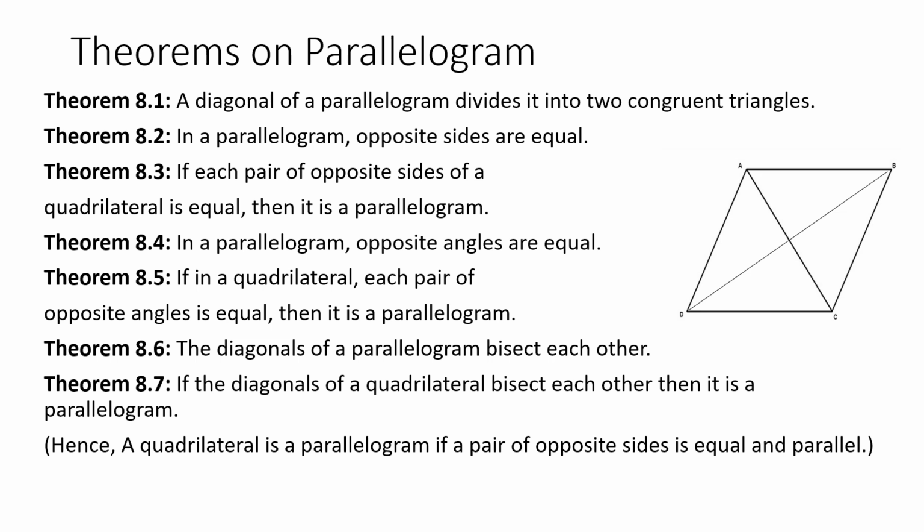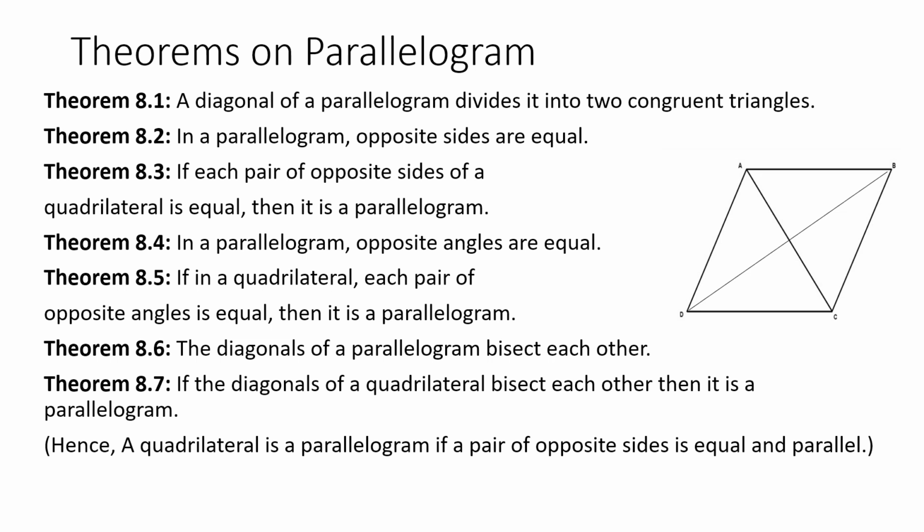Theorem 8.4, in a parallelogram opposite angles are equal. Conversely, if in a quadrilateral each pair of opposite angles is equal, then it is a parallelogram. Theorem 8.6, the diagonals of a parallelogram bisect each other. Conversely, if the diagonals of a quadrilateral bisect each other, then it is a parallelogram.